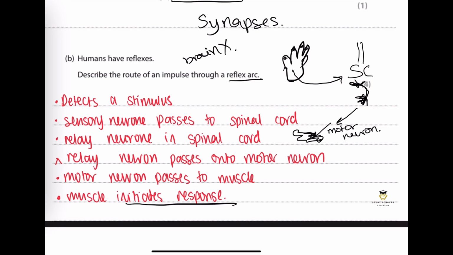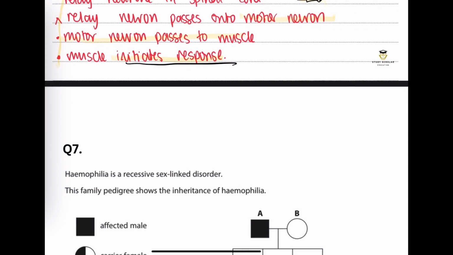So if you go through the answer, it detects the stimulus from the environment, and then the sensory neuron passes to the spinal cord, and then the relay neuron, which is inside the spinal cord. Then the relay neuron passes on to the motor neuron, and then the motor neuron passes to the muscle. Not the best drawing. And then the muscle initiates the response, whatever the desired response is. So this can actually be a 6 marker. There's 6 different points, so do be prepared for that 6 marker. And if they ever give you a diagram or something, make sure you always relate back to that diagram, since you will get some marks on application.